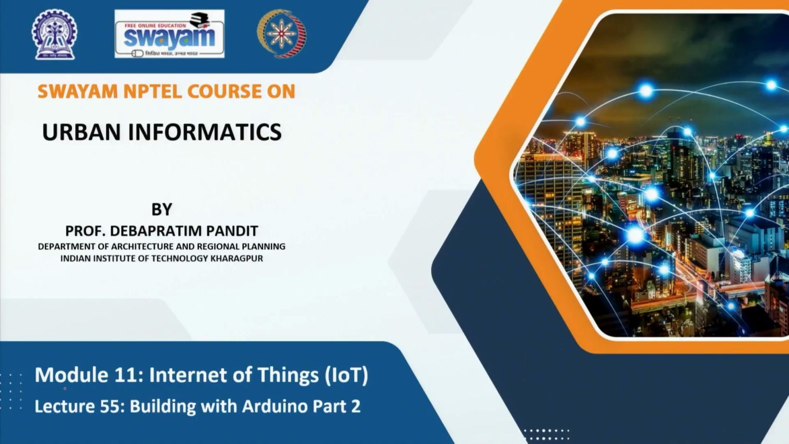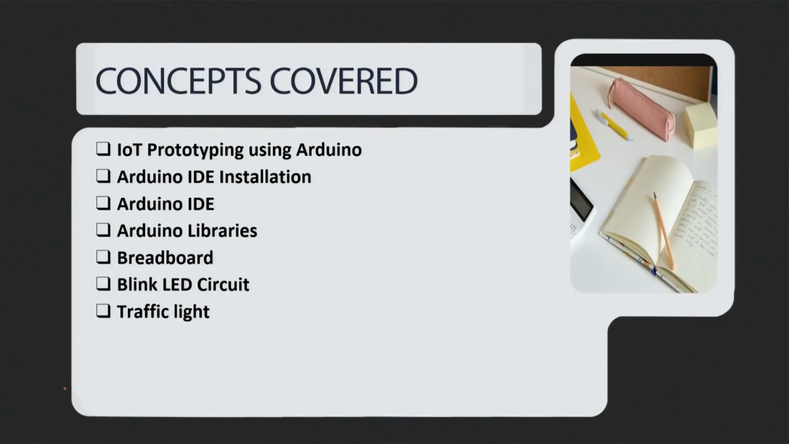Welcome back. In lecture 55, we continue building with Arduino, and this is part 2 of the previous lecture. So the different concepts that we will cover will be on IoT prototyping using Arduino, Arduino IDE installation, Arduino IDE itself, we will talk about it, and then we will talk about the Arduino libraries. Then we will show you what is a breadboard and how to use it, and then we will do our first Arduino circuit, which is the blink LED circuit.